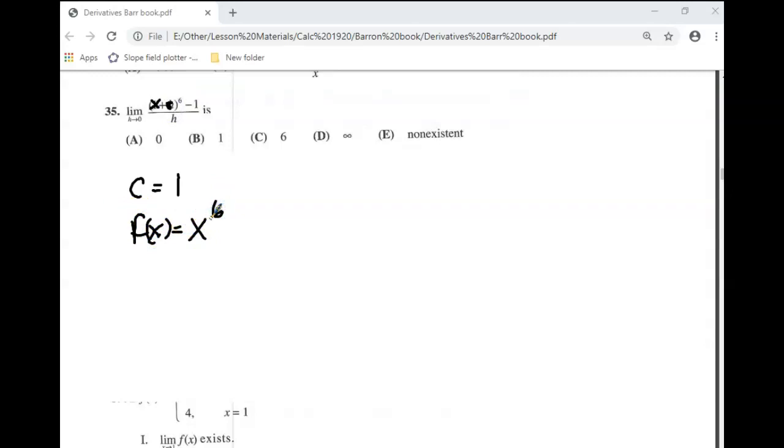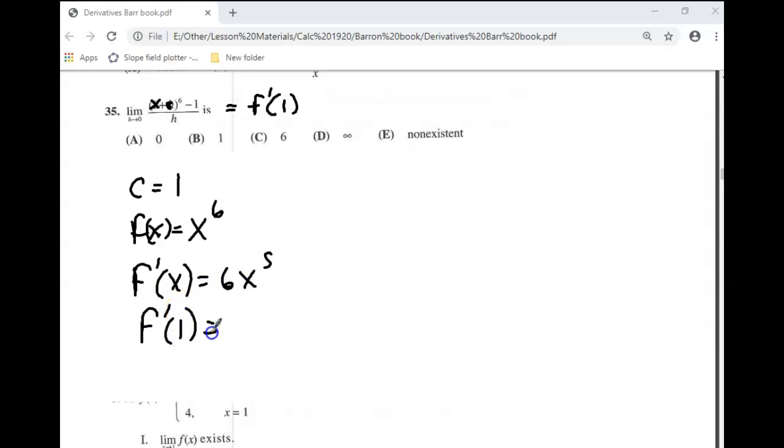It's x to the 6th. And this limit of this thing is what would give us the derivative of f at that value of x. So I'm going to use my shortcut instead of finding the limit. F prime of x is 6x to the 5th power, and f prime of 1 would therefore be 6.